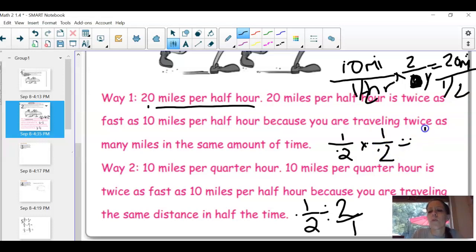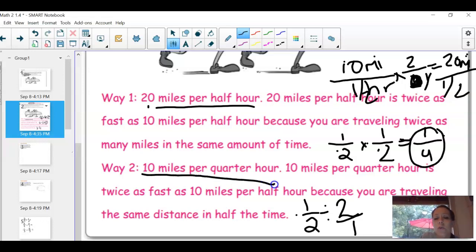1 times 1 is 1. 2 times 2 is 4, which you probably knew already is a quarter of an hour, 15 minutes. 30 minutes would be a half hour, 15 minutes would be a quarter hour. So 10 miles per quarter hour would also be going twice as fast, because you're traveling the same amount of distance but in half the time. So those are just some things to think about going into the questions.